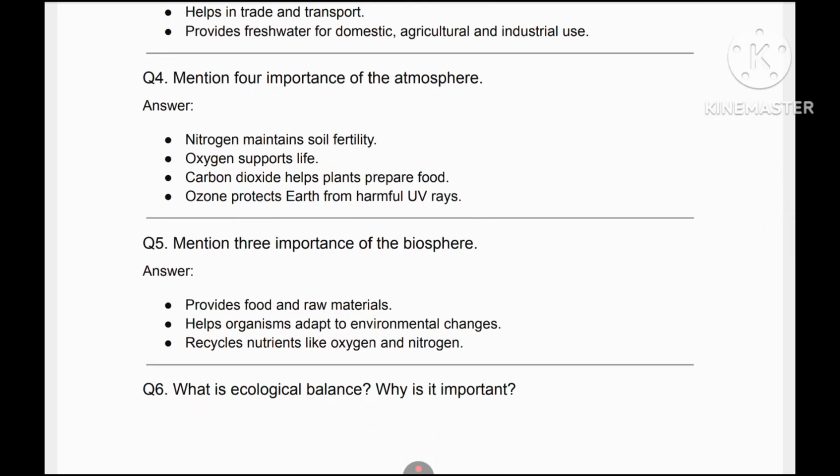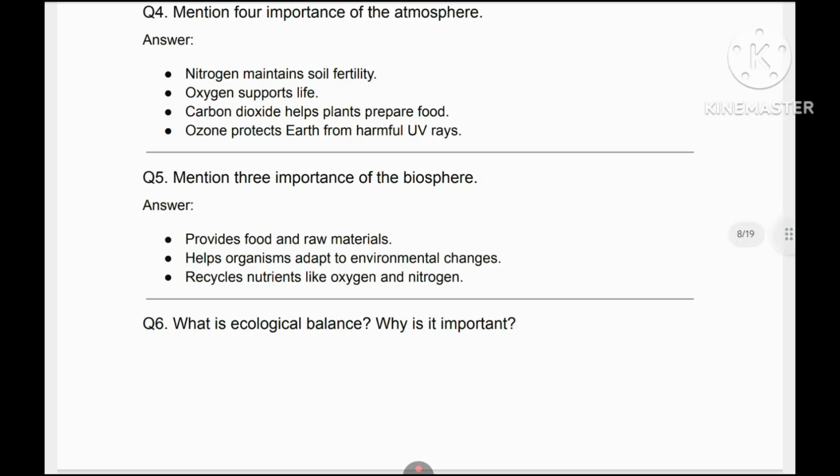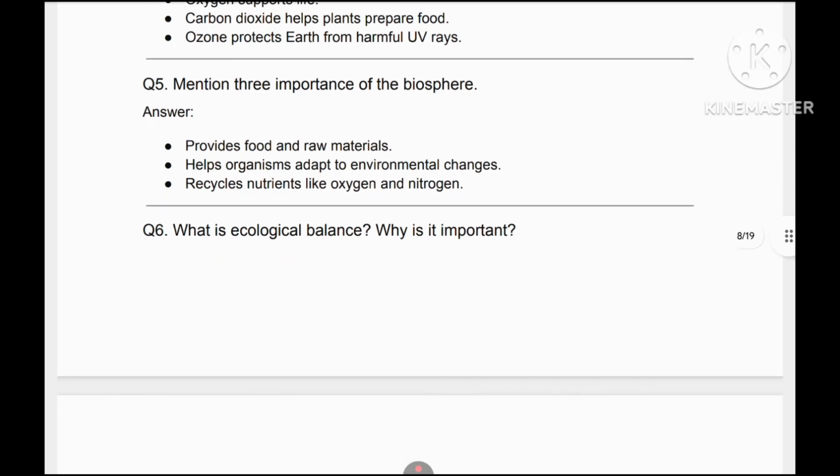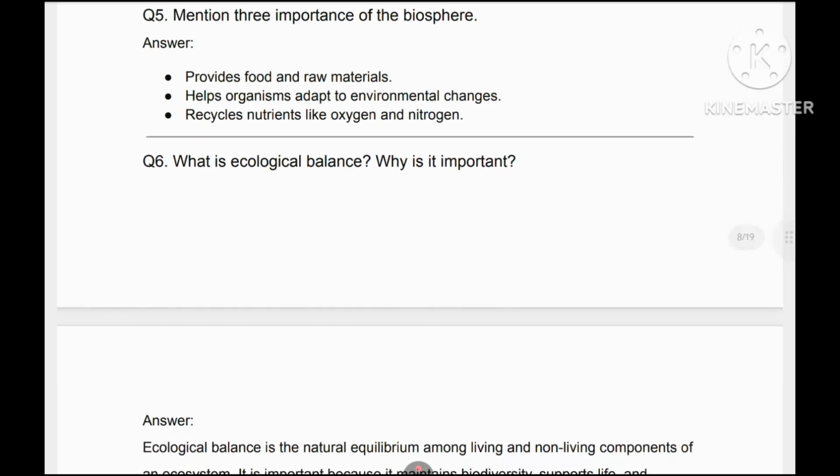Mention 4 importance of the atmosphere. Nitrogen maintains soil fertility, oxygen supports life, carbon dioxide helps plants prepare food, ozone protects earth from harmful UV rays. Mention 3 importance of the biosphere. Provides food and raw materials, helps organisms adapt to environmental changes, recycles nutrients like oxygen and nitrogen.